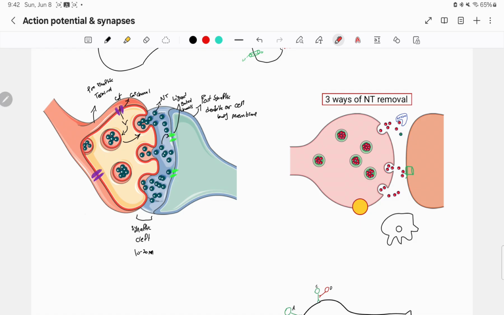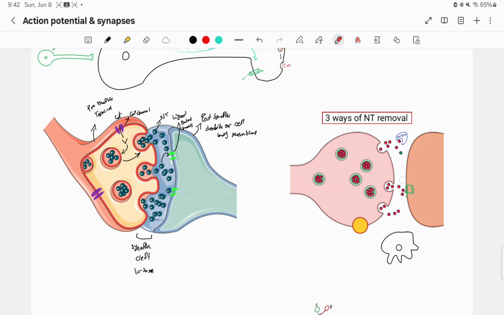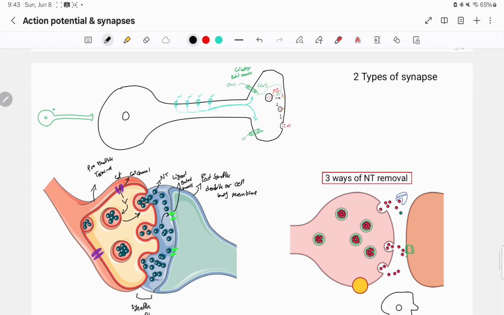Pretty simple, I think, okay? Now, there are two types of synapses. This specific example is of a chemical synapse. Why is it a chemical synapse? Because we're releasing a chemical stimulus called the neurotransmitter. Okay, so we have a chemical synapse.